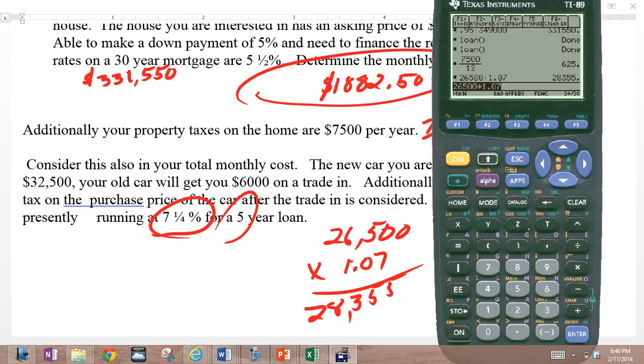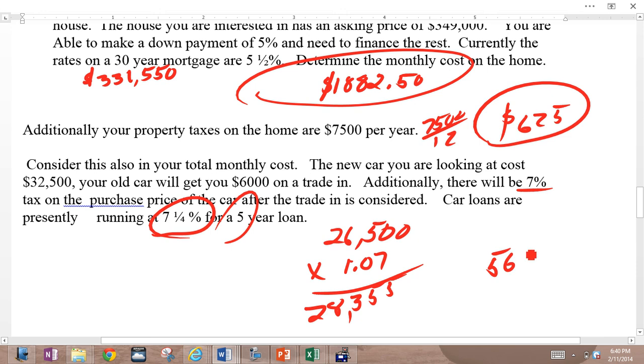So let's execute our program there. Go back and grab the loan program. Okay, so the loan is again at 28,355, at a rate of 7.25, 0.0725, okay, for 5 years. All right, monthly payments $564.81. All right, now let's see.